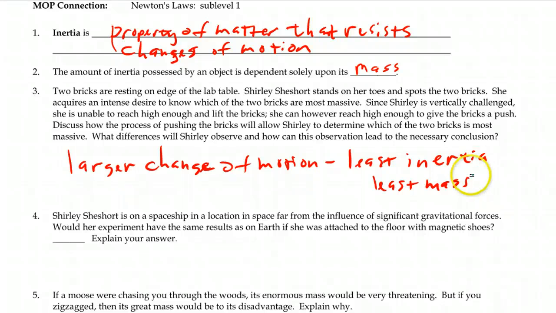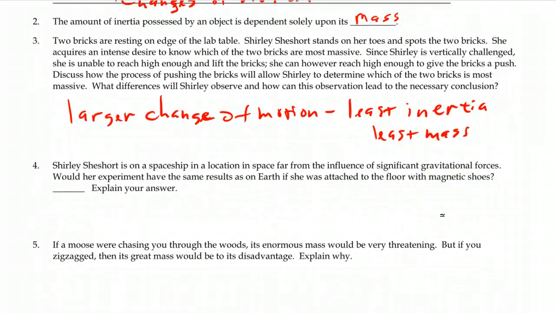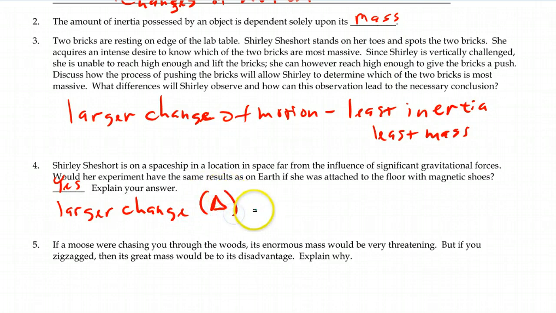If we take her into space where she's far enough from any object that there's not a significant force of gravity, and we have her push and do this exact same experiment, it's going to result in exactly the same overall decision as to which one has more mass. Because again, the one that has the larger change of motion will have the least amount of inertia. Doesn't matter that there's no weight as one of the possible forces around. It's a comparison between two objects. So we're again looking for the one with the larger change. There we are back with delta again of motion.